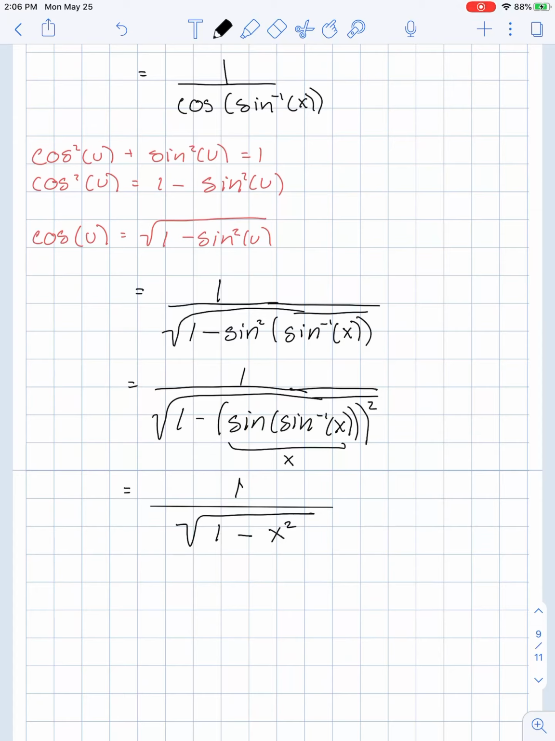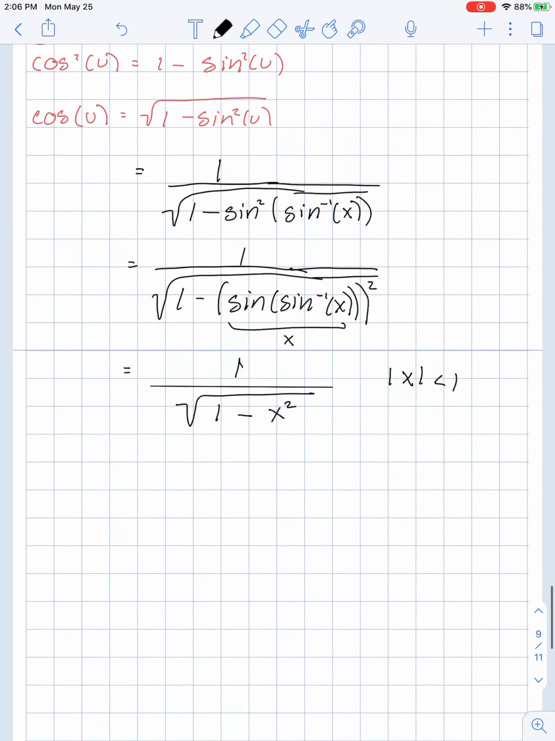Alrighty, and remember how for arc sine, x could only give us something outputting between 1 and -1. That works for here too. So we say that the absolute value of x is going to be less than 1. Alrighty, so that gives us the following rule. I think we're on to 18 now.